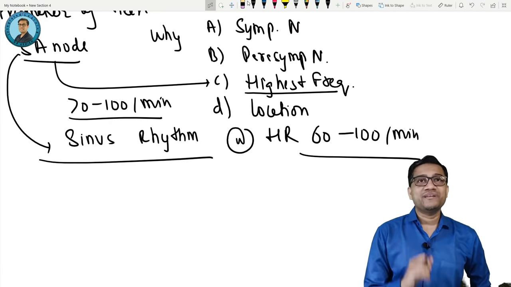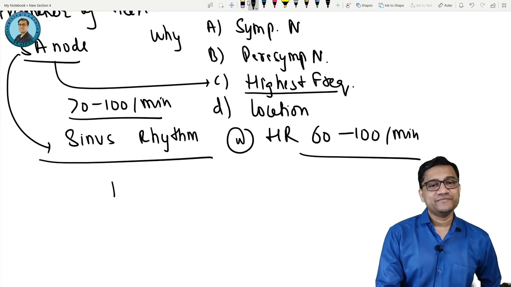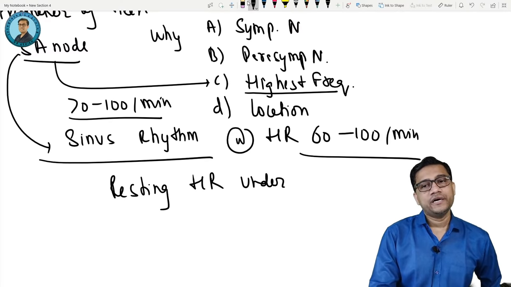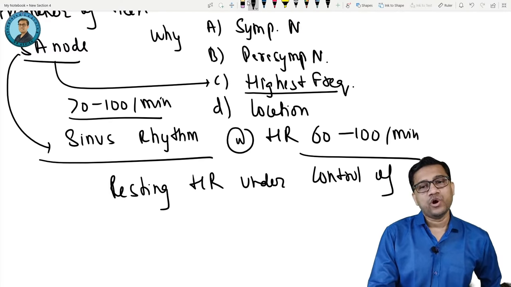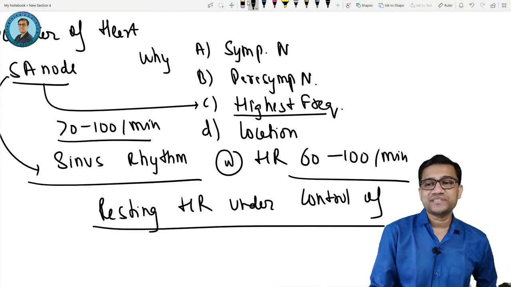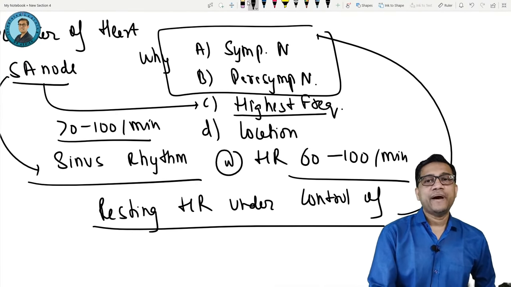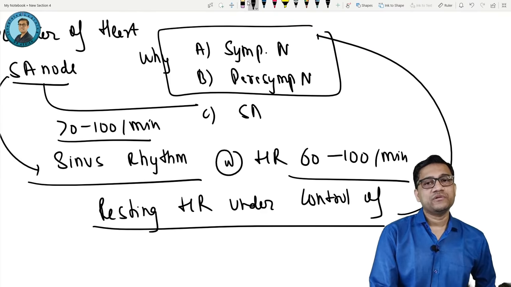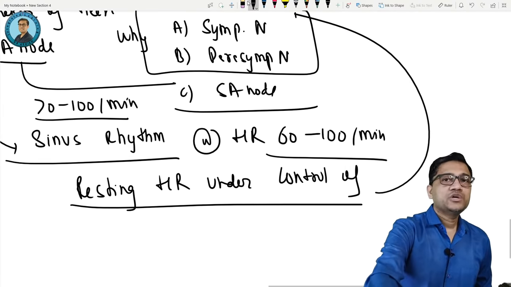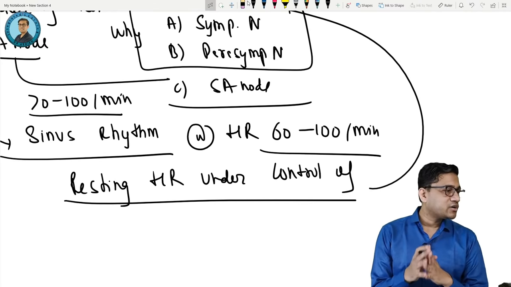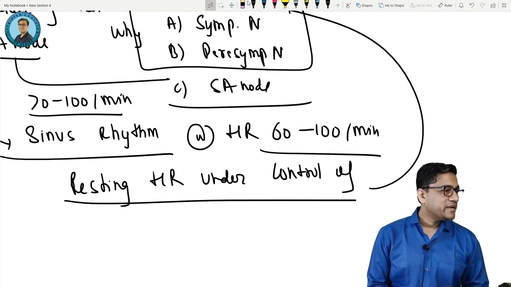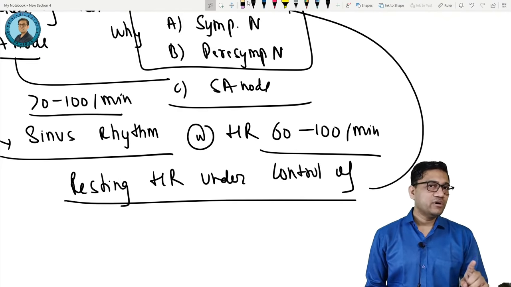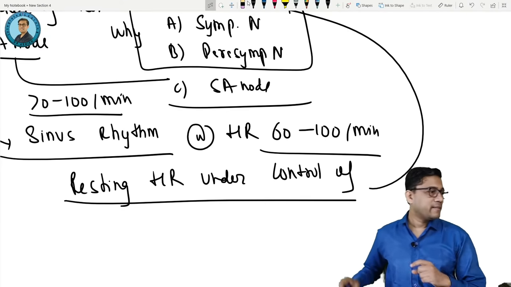Now one question. What controls the resting heart rate? Resting heart rate is under the control of. Again, I will give you options: sympathetic, parasympathetic, or none. It is autonomic, automatic. C is only SA node. So three options. Question number two: resting heart rate is under the control of. Tell me. So who controls the resting heart rate? SA node, sympathetic, parasympathetic. Answer.